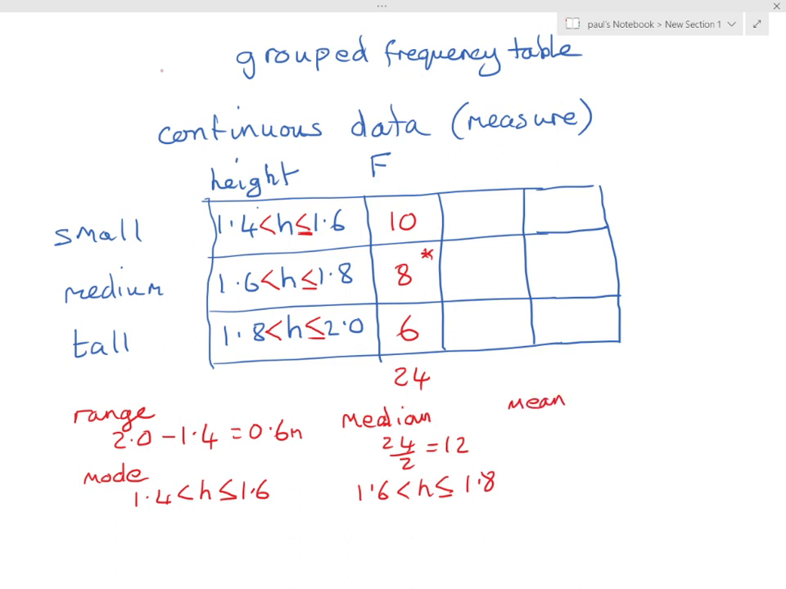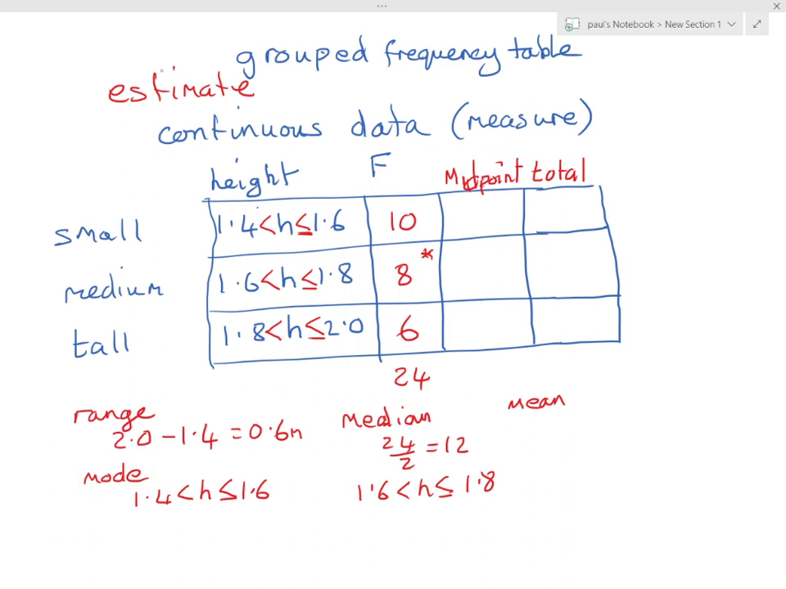Now the mean. This is where these extra columns come in. As we did in the previous one, we had one with total. So we're going to have a column with the total height of these 10 people. Now, we're going to get the word estimate in the question, because we cannot be sure of these 10 people. They're not all the same height, are they? Some could be 1.45, some could be 1.5 or 1.59. And so what we're going to do is take a midpoint, a middle value of this, which is easy, it's 1.5.